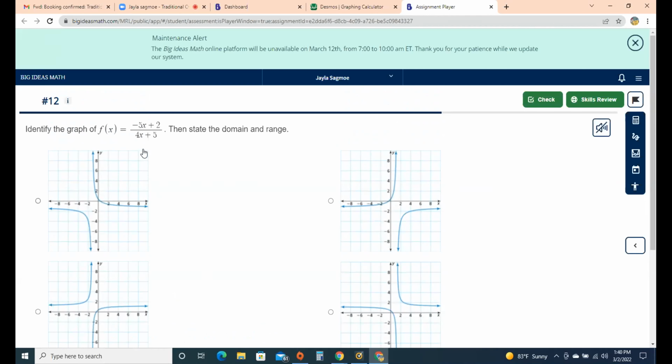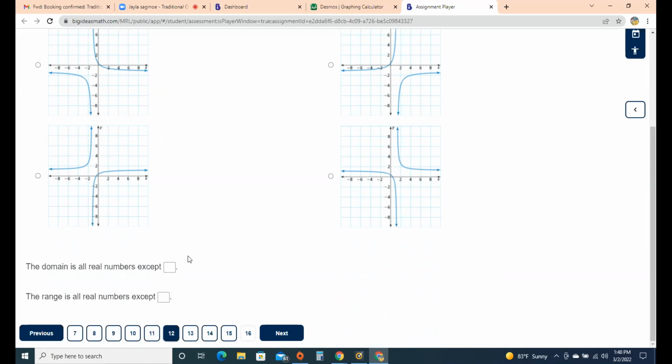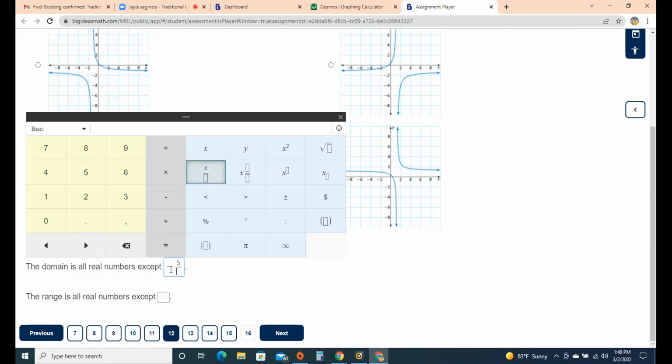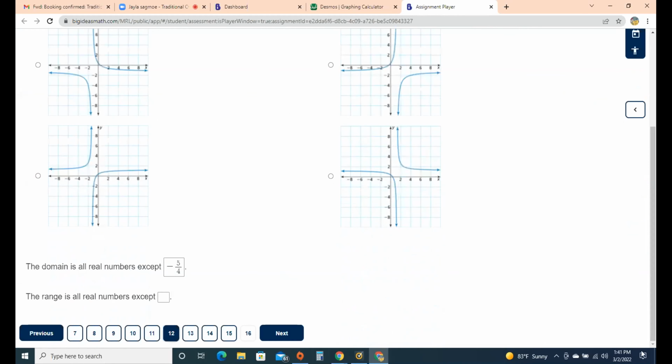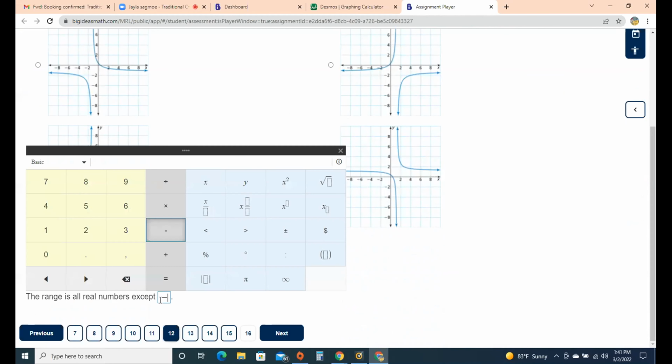So again, this time you set the bottom equal to 0. 4x plus 5 equal to 0 for the domain. And it'd be negative 5 over 4. Yes. Okay, and then for the range, you do the same thing as I just said. You look at the numbers in front of x, so it's negative 5 divided by 4. Negative 5/4. Yeah, it just so happens that they're the same.